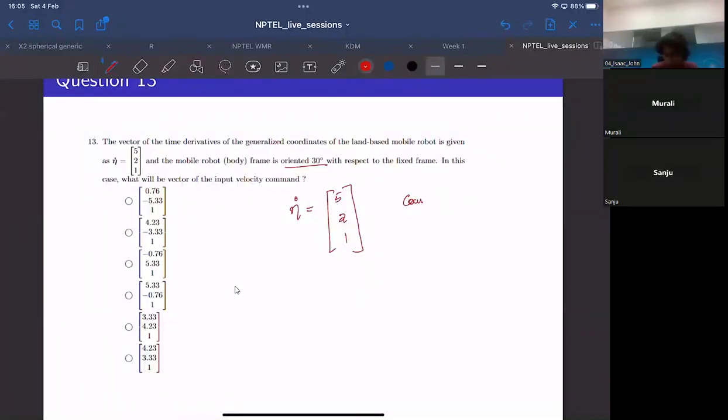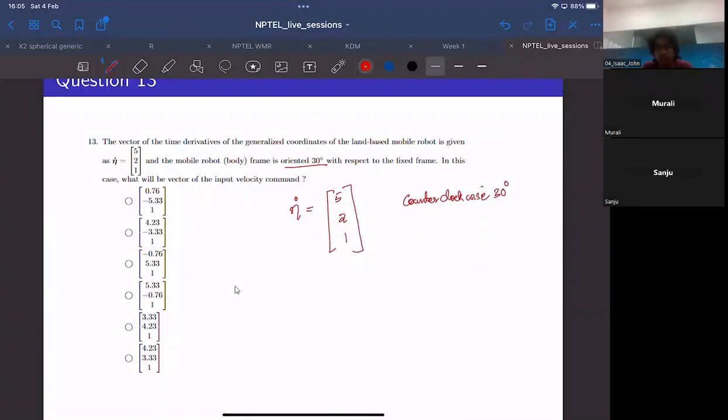counterclockwise. So mostly if the sense of rotation is not given, even if it is a mistake from the question side, you just assume that the sense of orientation is counterclockwise with respect to the fixed frame. In this case, what will be the vector of input velocity command?